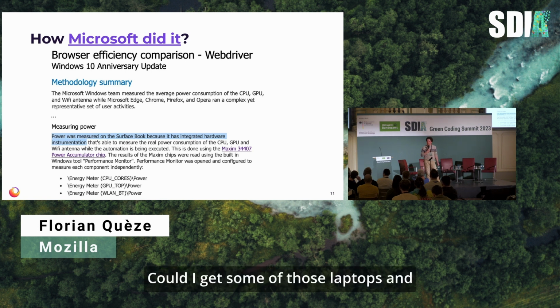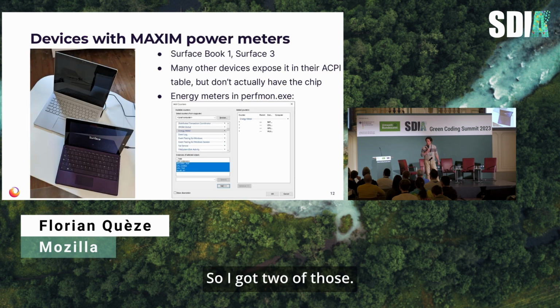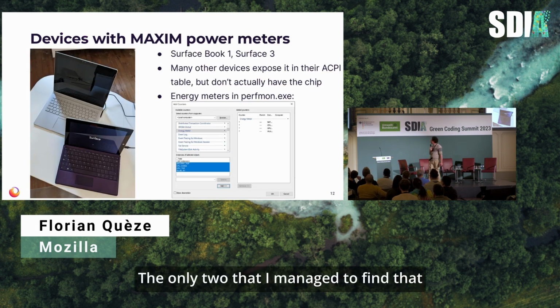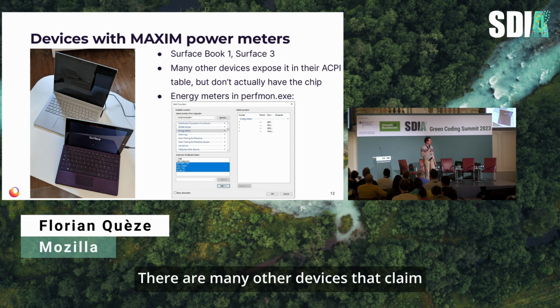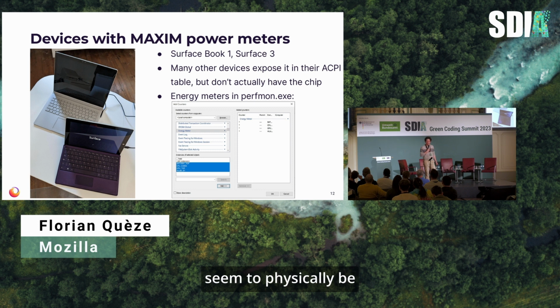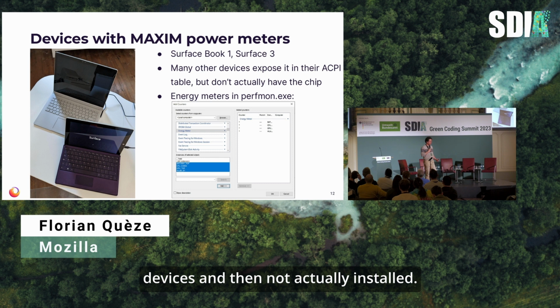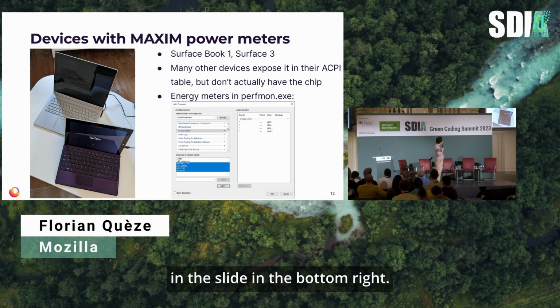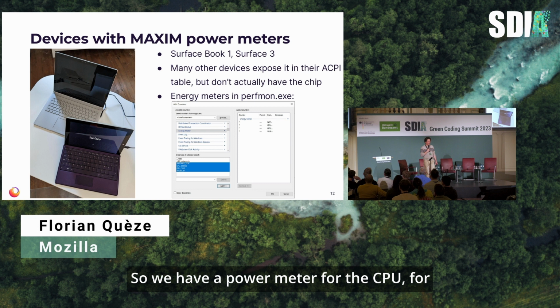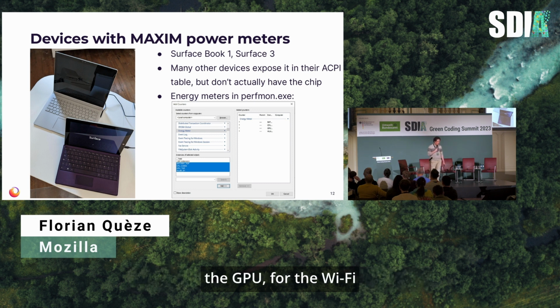Could I get some of those laptops and check how they work? Sure. So I got two of those, the only two that I managed to find that actually have working power meters. There are many other devices that claim they have some of those meters, but they don't seem to physically be there on the main board. So I suspect they are used to prototype devices and then not actually installed. And we can see the energy meters in the Performance Monitor UI. That's the thing highlighted in blue in the slide, in the bottom right. So we have a power meter for the CPU, for the GPU, for the Wi-Fi chip, and for something else I don't remember, maybe the entire system.